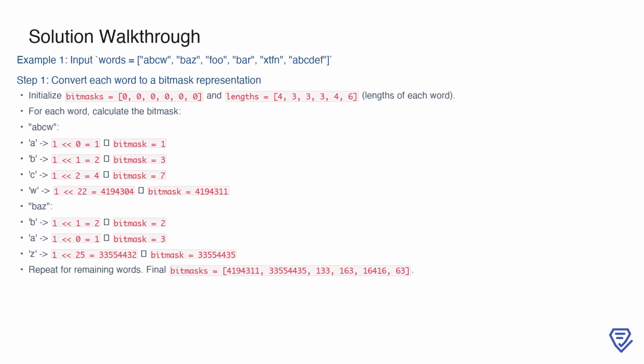Each letter corresponds to a specific bit position, so we calculate the bitmask by setting these bits. For apple, A sets the first bit, B the second, C the third, and W the 23rd. Combining these gives a bitmask of 4194311. We repeat this for all words, resulting in the final bitmasks array 4194311, 33554435, 133, 163, 16416, 63. This step efficiently encodes each word's unique character set for quick comparisons in the next step.